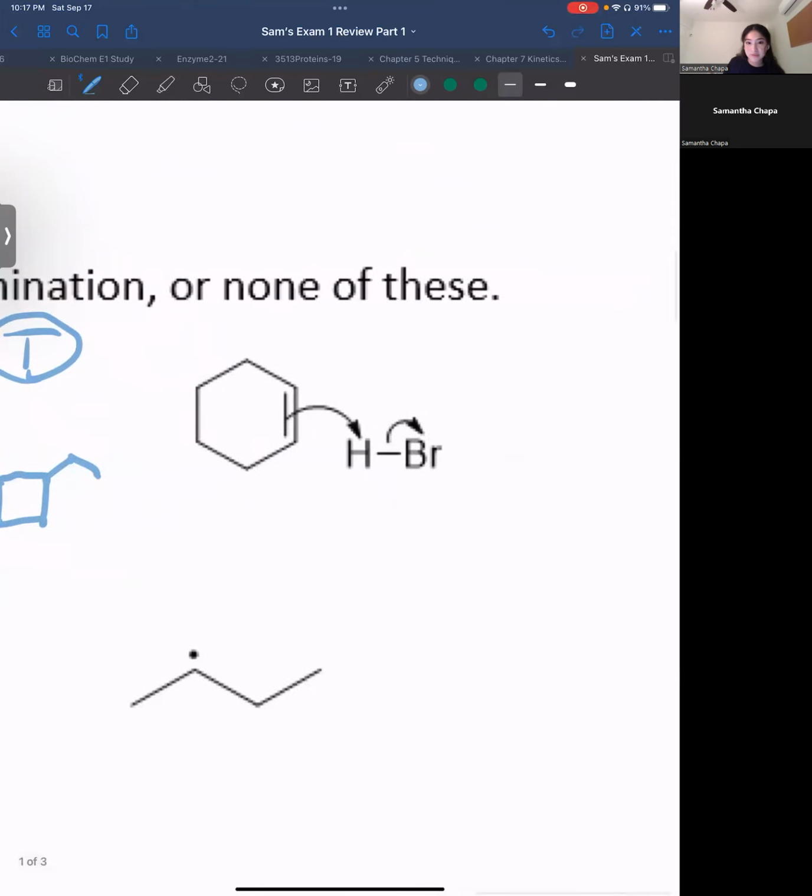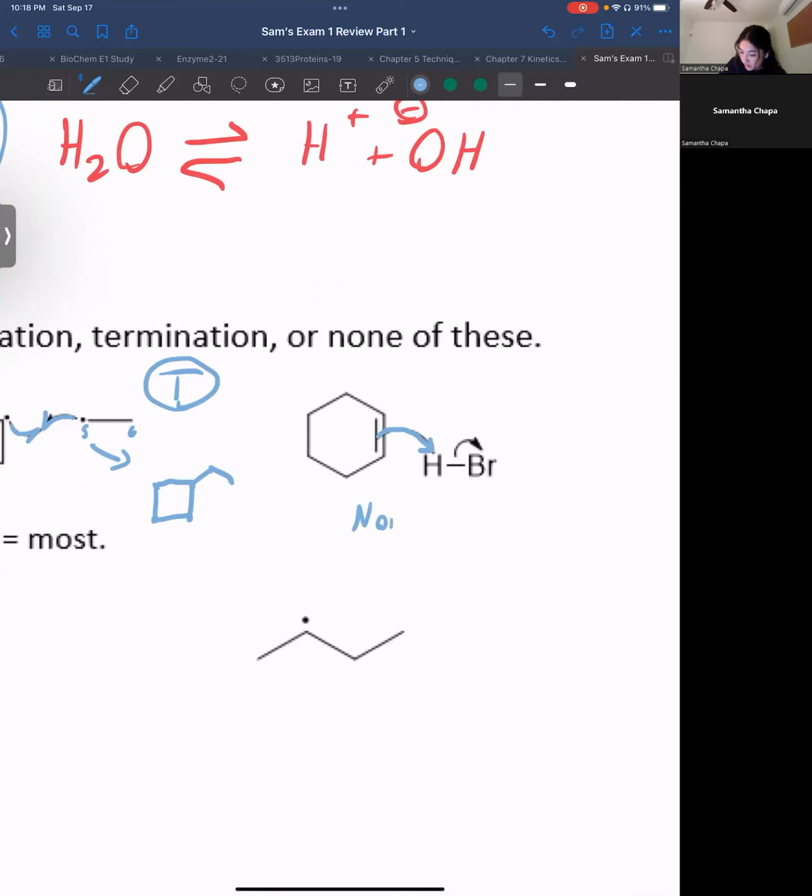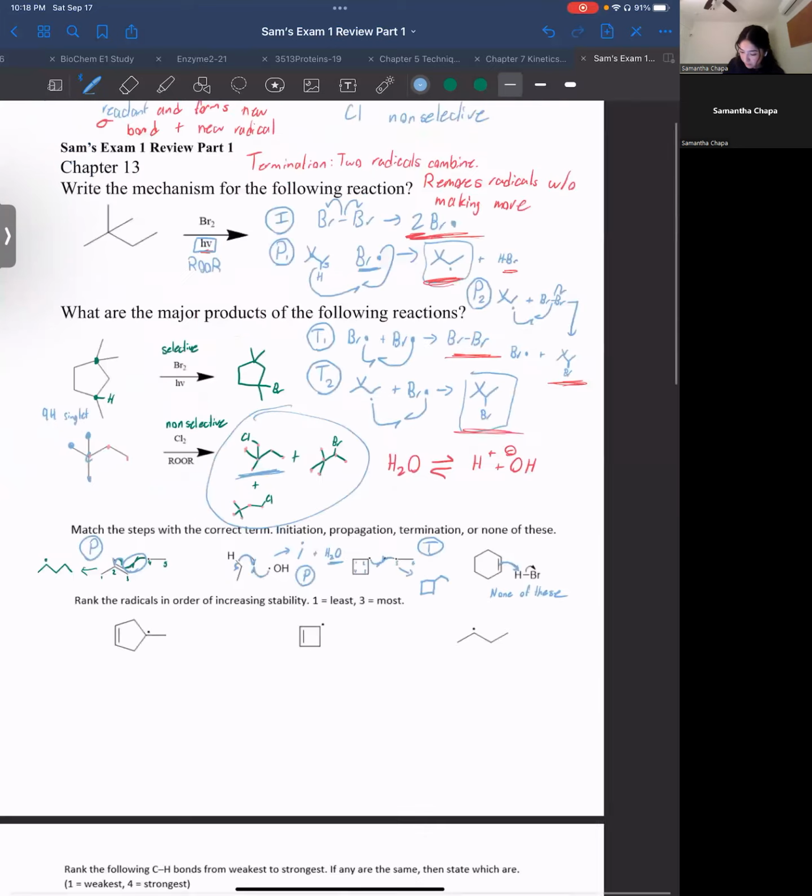This one is a bit more confusing, but this is something that you have on your test. Notice how they're giving you full-headed arrows, meaning we're not moving one electron at a time. So it's not a radical reaction at all. So then this would be none of these. There we go.